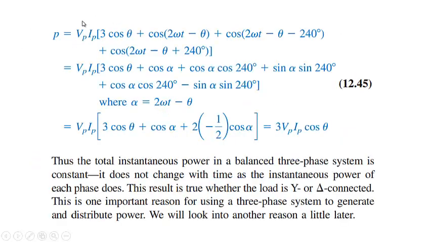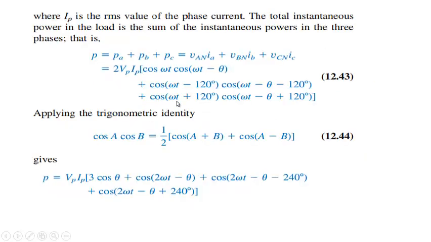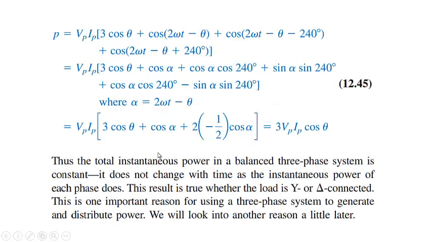So this will be VP IP 3 cos of theta. Let us say this 2 omega t minus theta is equal to alpha. So this term, I have written over here, this term will be equal to alpha. That means this will be equal to cos of alpha. This term will be equal to cos of alpha minus 240 degrees. This term will be equal to cos of alpha plus 240 degrees.